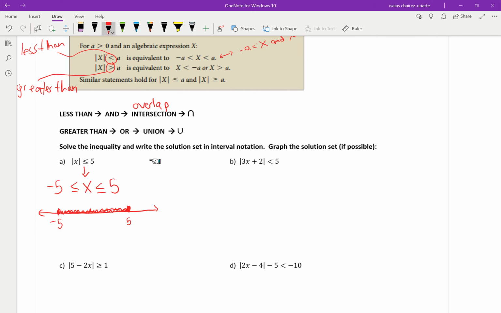But now I'm going to use interval notation to describe this, and that means bracket negative 5 to 5 bracket. So that is the answer for this.